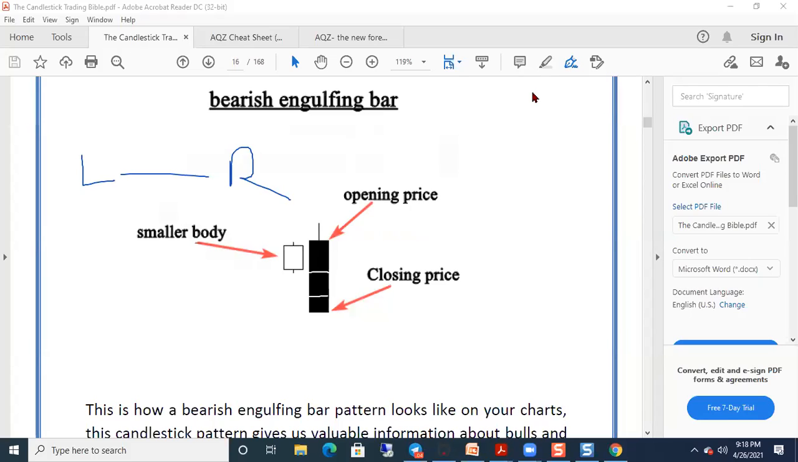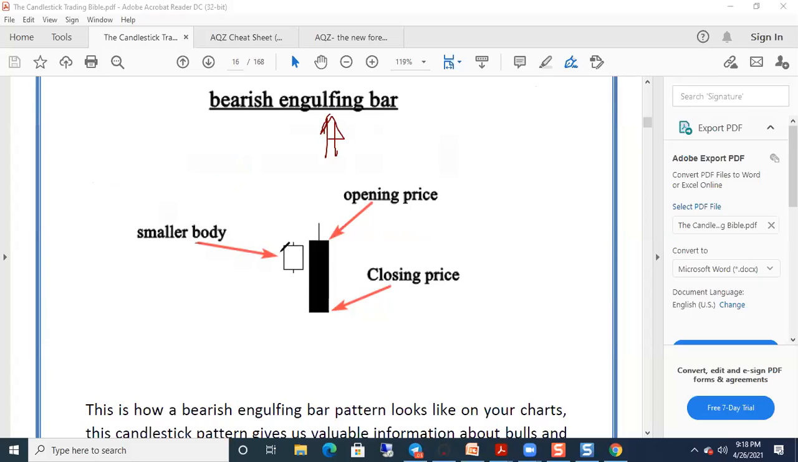So when you have a larger candle to the right, subsuming a smaller candle to the left, you have an engulfing candlestick pattern, right? You have an engulfing candlestick pattern. The bearish candle engulfed the bullish candle.